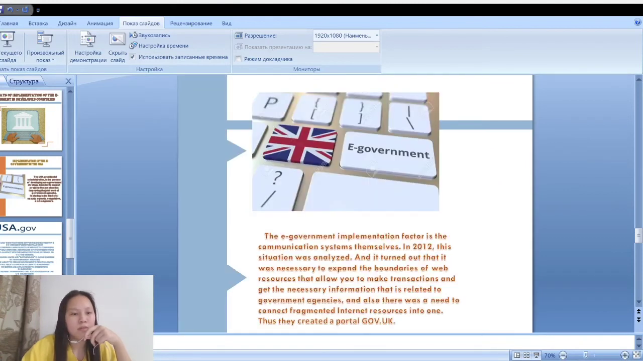Next, the UK government. The UK government decided to implement e-government regulation in 2000, trying to complete the work on converting public services to electronic form and put the necessary information about the actions and the work of public authorities on the internet. However, the project implementation took much longer than planned.